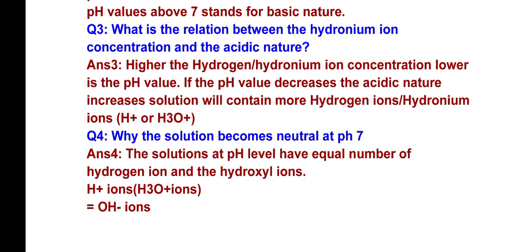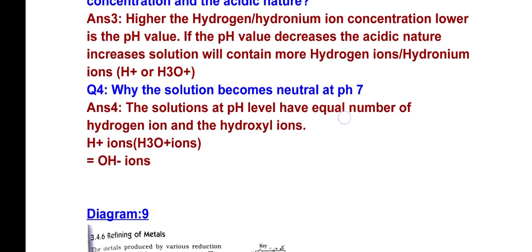The higher the hydrogen or hydronium ion concentration, the lower is the pH value. So if the pH value decreases, the acidic nature increases. It is because acidic solutions contain more hydrogen or hydronium ions in them. So if hydrogen ion concentration increases, pH value decreases. They are inverse to each other.